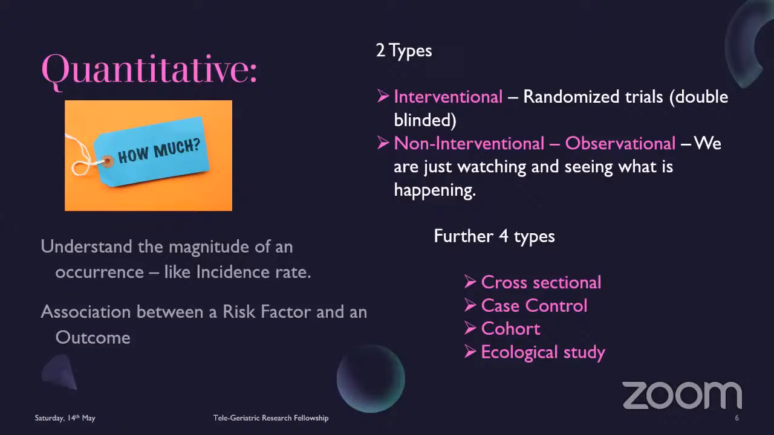Non-interventional is something like observational. We are just watching and seeing what is happening. You are not going to intervene. You are not going to give medicine, or give some exercise therapy, anything. We are just going to allow it to flow as normal. It's further divided into four types now. That's our main interest: cross-sectional, case control, cohort study, and ecological study.